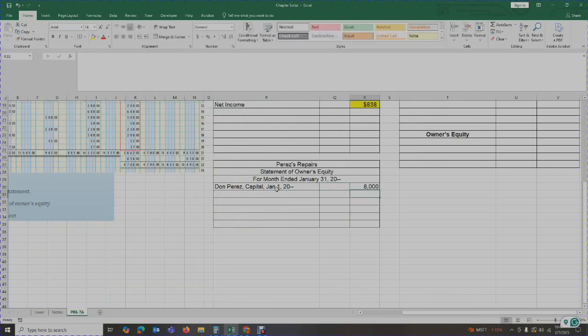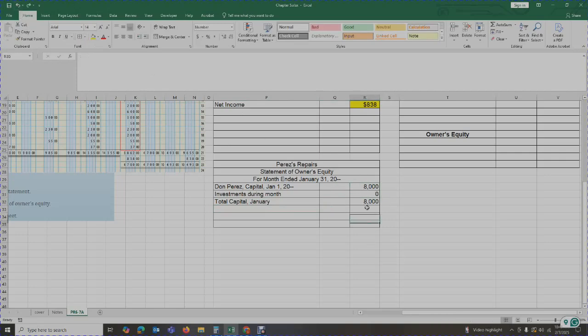Now, what you can do is the next line item should be investments during the month. You can include it or you can just skip it because we don't have any investments during the month. This particular month, we don't have any investments. So you can either include it and then do total capital for January, which will be 8,000. I'm going to show you how to do it both ways.